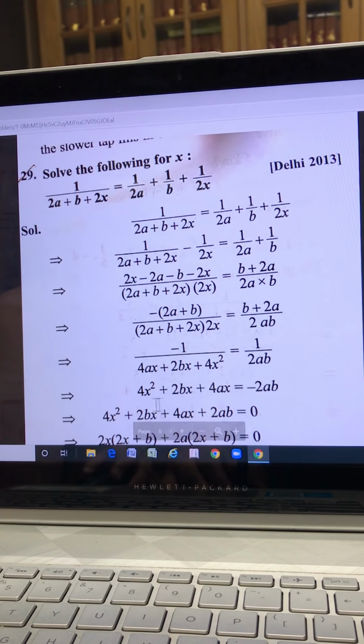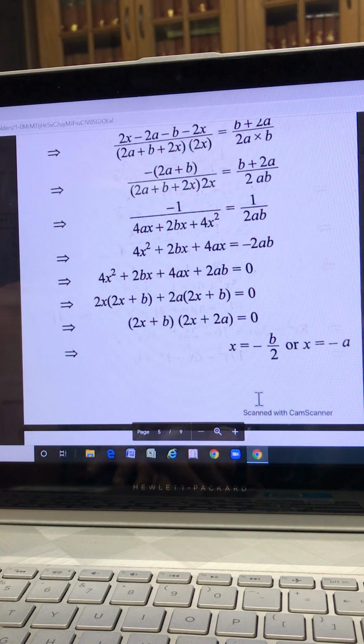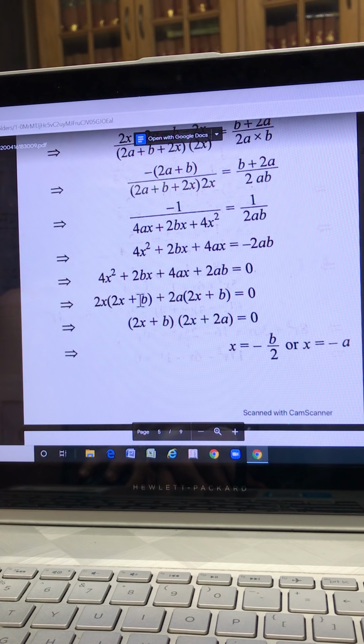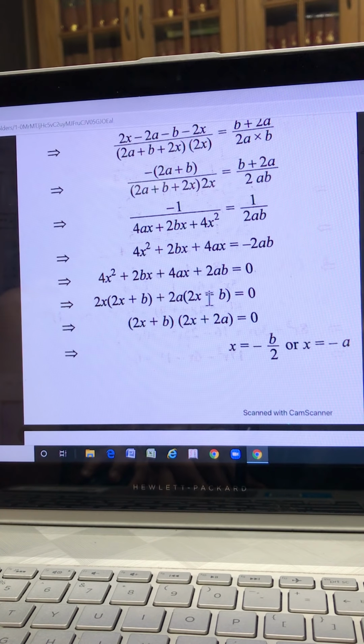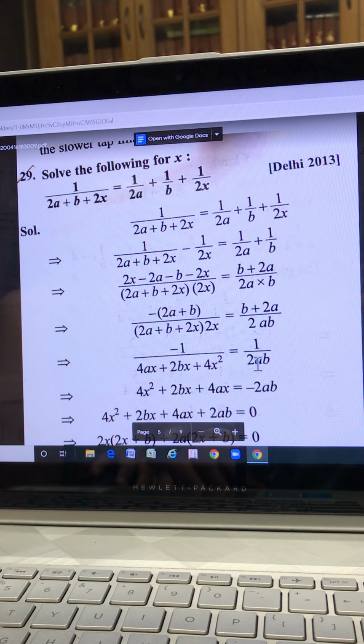And then cross multiply and simplifying, you will get a quadratic equation. This is the same that we have discussed in the previous question. In this, what you will do, from the first two terms, take the common factor. From the last two terms, take the common factor. Then from the entire equation, take 2x plus b common, and you will get another linear factor 2x plus 2b. Putting each linear factor equal to 0, you will get two values of x. So this is how we solve the equation of this form.